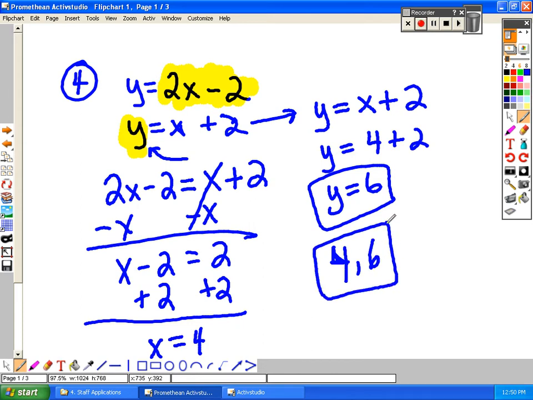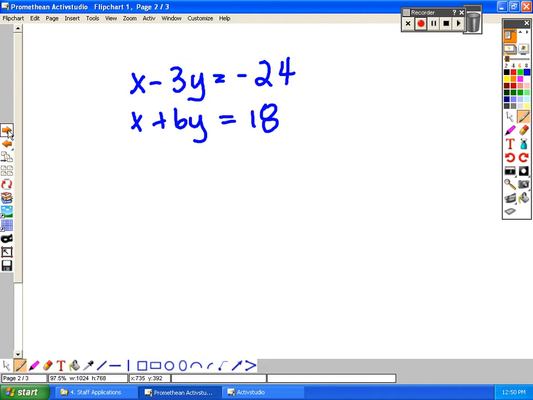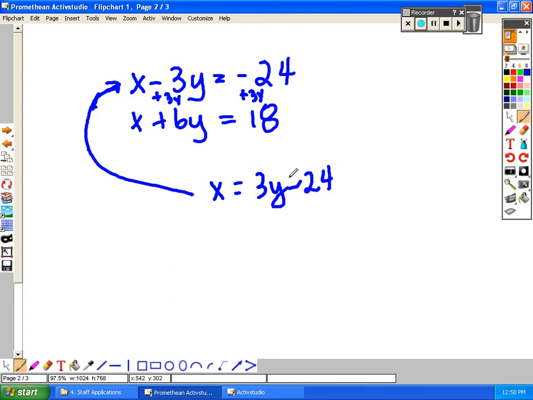Next problem is number 5. Number 5, again, we're going to use substitution. It really actually doesn't matter which equation you solve for x. I'm going to just go ahead and do the first one over here. And I'm going to add 3y to both sides, which will get me x equals 3y minus 24. Okay. Now, in the next equation, anytime I see an x, which I do right here, I can put in 3y minus 24. So that's what I'm going to do.